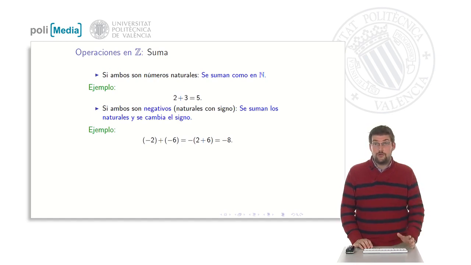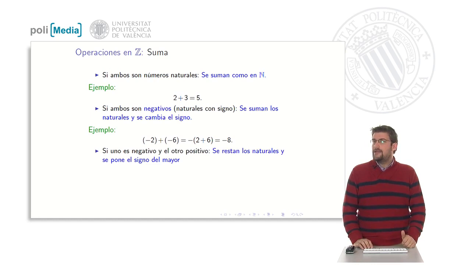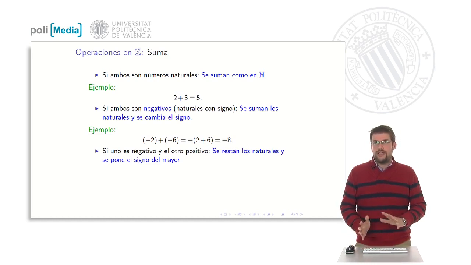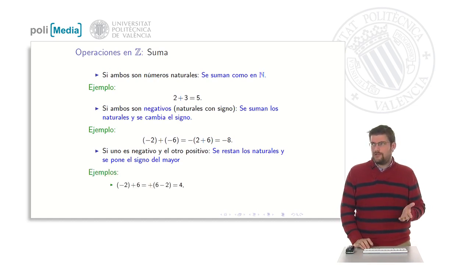That is minus 8. What happens if one is positive and the other is negative? So, how do we do the operation? Well, in this case, we subtract the natural numbers, making sure that one is greater than the other, and then we use the sign of the greater number. For example, minus 2 plus 6, what we do is take the sign of the larger number, which is 6, which is positive, and then we subtract 6 and 2, resulting in 4. With the sign of the larger number, which is positive, we get plus 4, or what is the same, 4.